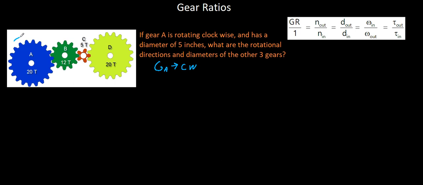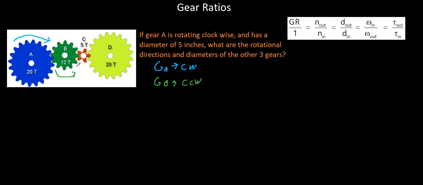So if gear A is going clockwise, what does that mean? Well, if you look, that means it's pushing down on this point in gear B, which if it's going downward, it would come out going down and to the right. Okay, well, that is clearly counterclockwise. So we can say gear B is counterclockwise.